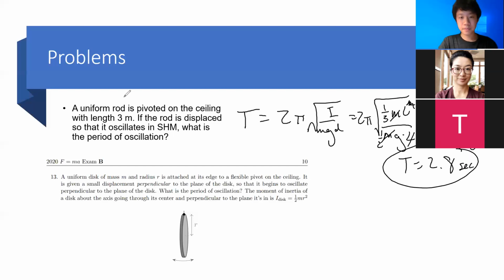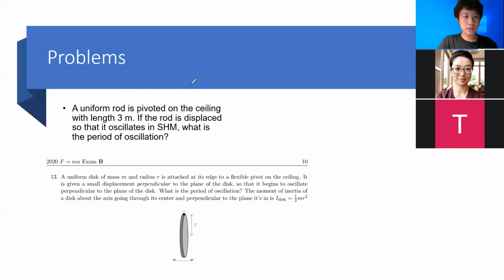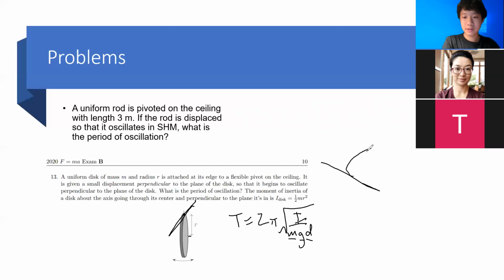All right. Next one. We're going to use the same formula. We want to find the period. T equals 2 pi square root I over mgd. We know what m is, we know what g is, we know what d is, because that's just r. But the inertia, that's the hard part, because we need to find the inertia around the pivot point. It's not going to be through the center of mass like this. It's going to go around this axis. So we want to find the inertia of a cylinder around that axis.